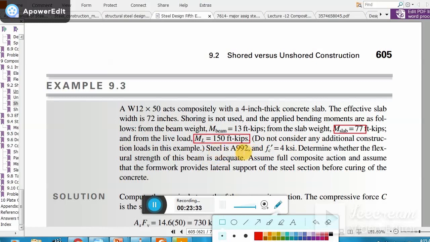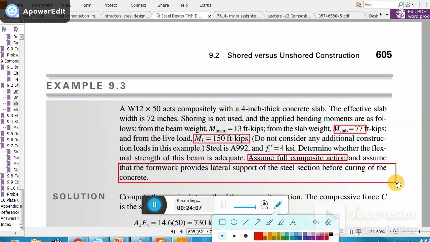You have the property of the steel material: Fy will be 50 ksi for the steel, and f'c is this one. Determine whether the flexural strength of this beam is adequate. Assume full composite action. This point is very important. And assume that the formwork provides lateral support of the steel section before covering of the concrete. You know, this is important.